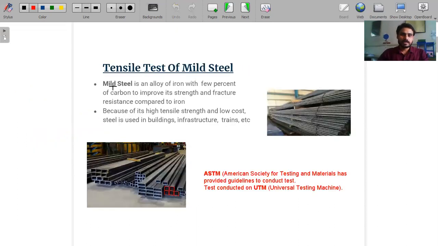In that series, we will conduct a tensile test on mild steel, and we will study the stress-strain profile of mild steel under tensile loading. First of all, what is mild steel? Generally, mild steel is an alloy of iron with a few percentage of carbon to improve its strength and fracture resistance compared to iron. Iron has less fracture resistance and strength as compared to mild steel. So mild steel is formed from iron by adding a few percentage of carbon. By varying the percentage of carbon, we can make different grades of steel.